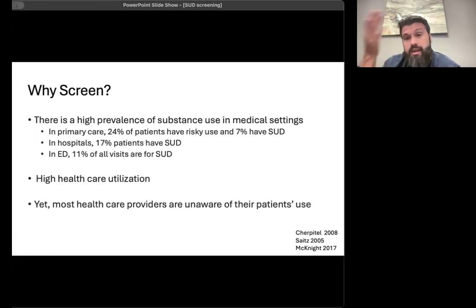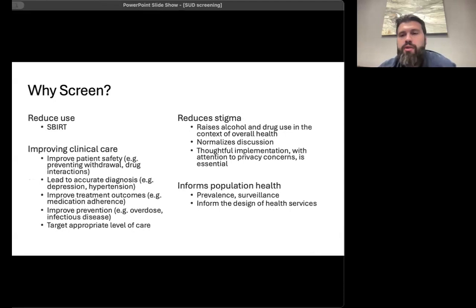So why screen? Again, the prevalence is high, and you probably are seeing these patients already in your clinic and clinical setting. In the primary care setting, about 24% of patients have risky use and 7% have a substance use disorder. In the hospital setting, about 17% have substance use disorder. And in the ED, about 11% of all visits are related to substance use disorder. So there's high healthcare utilization for all these people. But yet there's literature out there to show that most healthcare providers are unaware of their patients' use. So how do we fix that? Well, one of those things is to actually start screening.